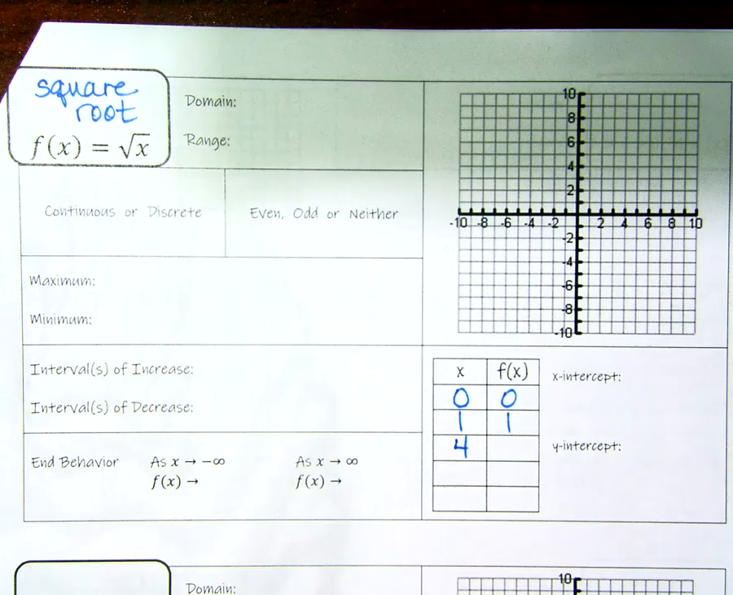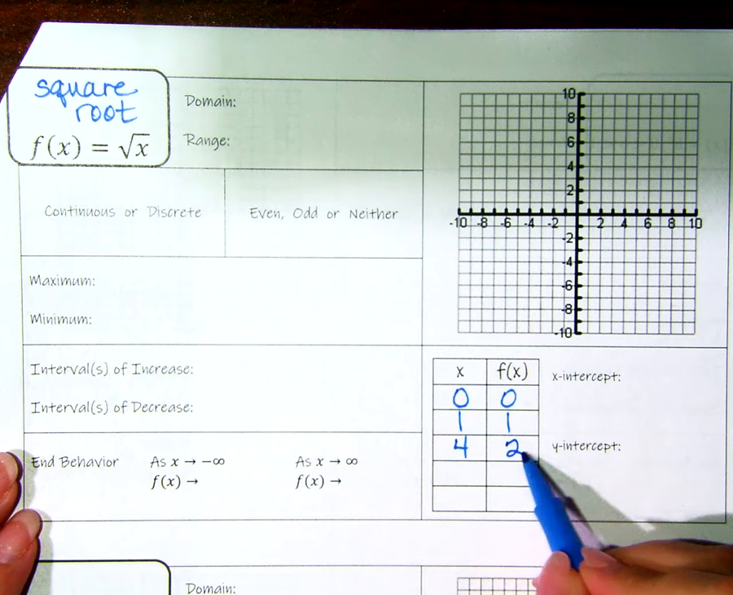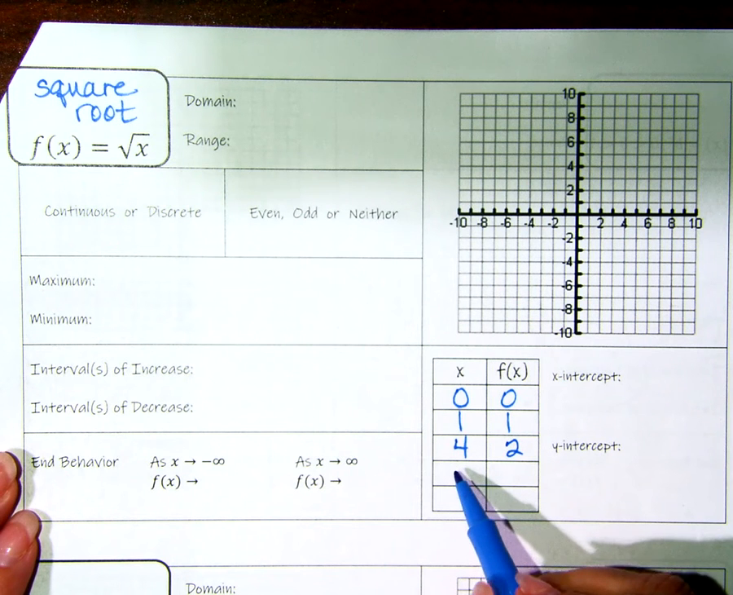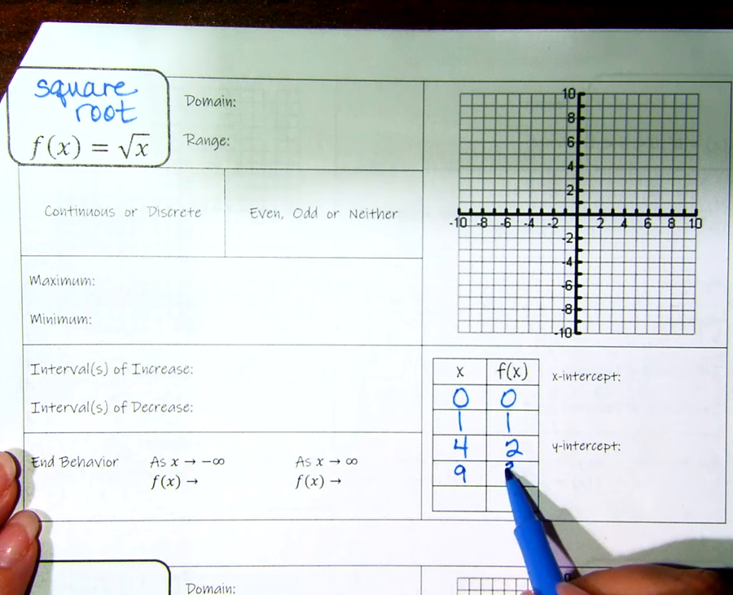Could we choose 2 and 3? Yes, but we'd have to find a calculator and press buttons, and oh, that's so tiring, right? Why don't we just choose numbers that we know the square root of? What's the square root of 4? 2. So what's the next x value that we should choose? 9. What's the square root of 9? 3. And think about it this way.